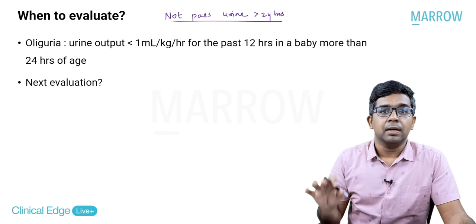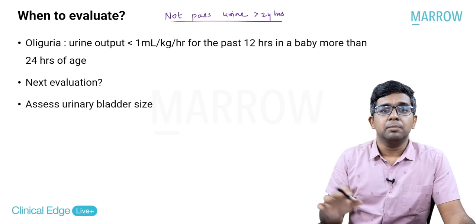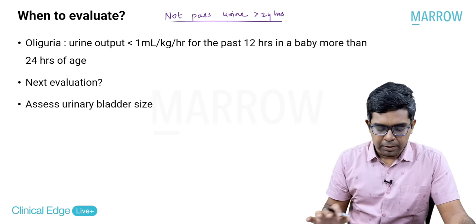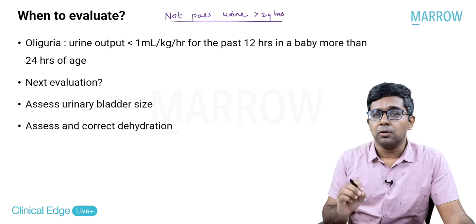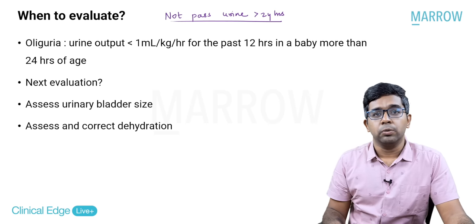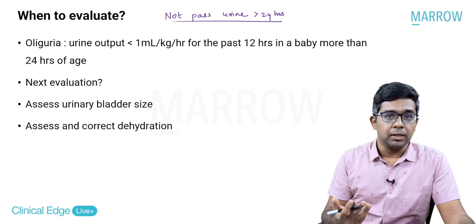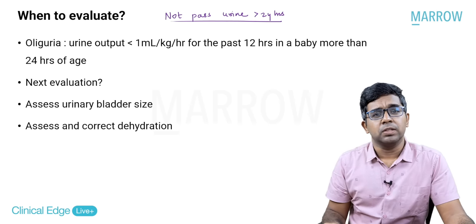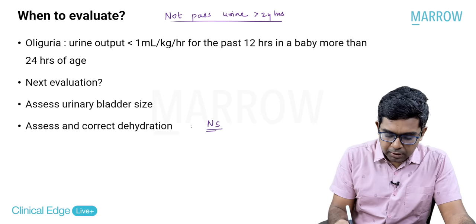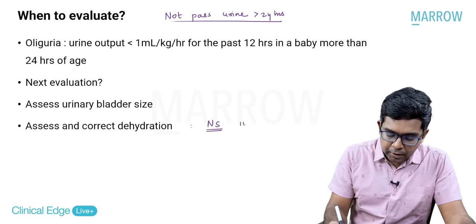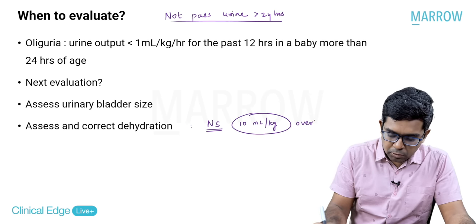And how are you going to evaluate? As I told you already, the first step is assessment of the urinary bladder size, either by palpation or by doing an ultrasound. The second thing would be to assess and correct dehydration. This is very, very important, as it is one of the common causes where the baby does not void urine after birth. So if there is dehydration, one thing you can do is tell the mother to increase the duration as well as frequency of feeding. The other thing, you can also provide a normal saline infusion, NS, of 10 ml per kg over 20 minutes.